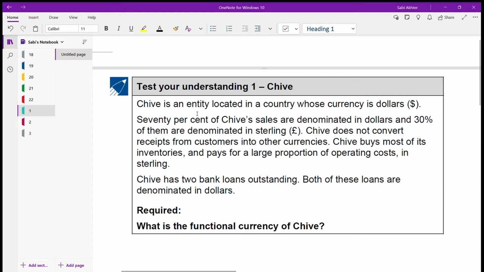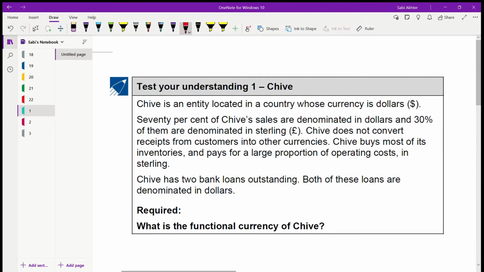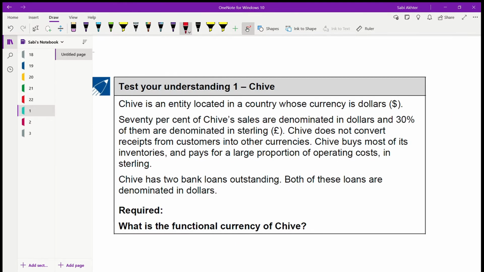Chive is an entity located in a country whose currency is dollar. Okay, so his currency is in what? It's in dollar. 70% of Chive sales are denominated in dollars. The sales, okay, and 30% of them are denominated in sterling. Chive does not convert receipts from customers into other currencies. Chive buys most of its inventories and pays for a large proportion of operating costs in sterling. Okay, operating costs are in sterling and it buys inventories also.